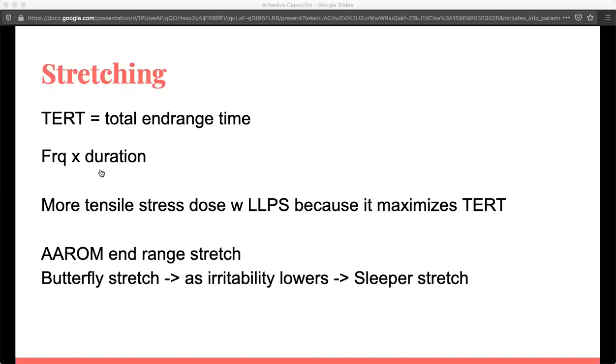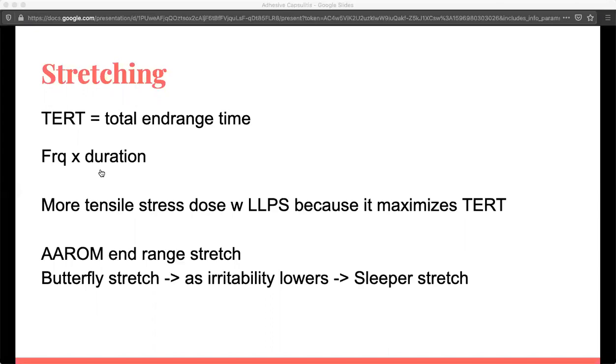When you talk about active assisted end range stretch, we're thinking butterfly stretches, and as the irritability lowers, so this is your butterfly stretch, and as they get better, you can start going into the sleeper stretch. This is a very, very intense stretch. I would not advocate doing that initially. Give your patient some time, okay? Give them some time with your butterfly stretches.